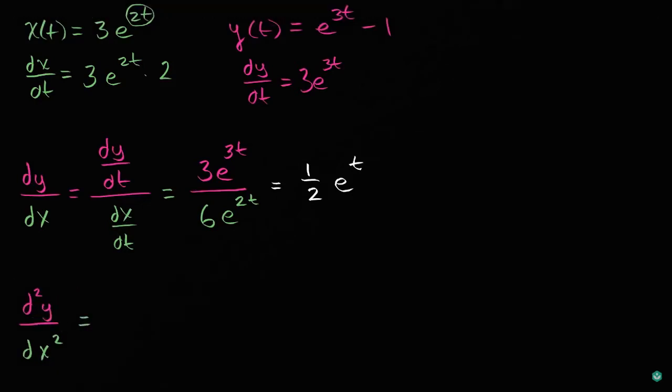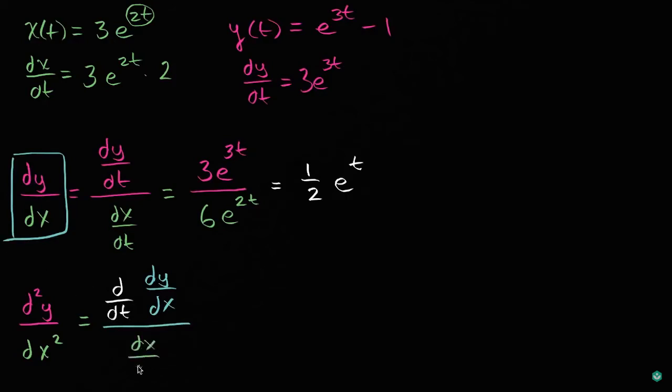we want to find the derivative of the first derivative with respect to t. So let me write this down. So we want to take the derivative with respect to t in the numerator of the first derivative, which I will put in blue now, of dy/dx, all of that over dx/dt.